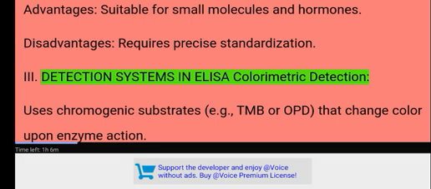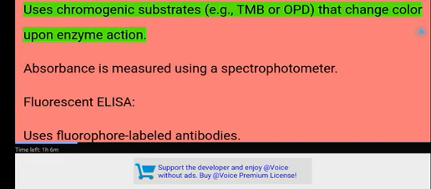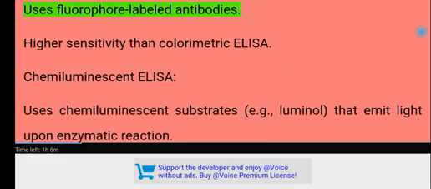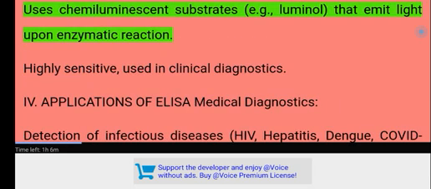3. Detection systems in ELISA. Colorimetric detection uses chromogenic substrates, e.g., TMB or OPD, that change color upon enzyme action. Absorbance is measured using a spectrophotometer. Fluorescent ELISA uses fluorophore-labeled antibodies, with higher sensitivity than colorimetric ELISA. Chemiluminescent ELISA uses chemiluminescent substrates, e.g., luminol, that emit light upon enzymatic reaction. Highly sensitive, used in clinical diagnostics.